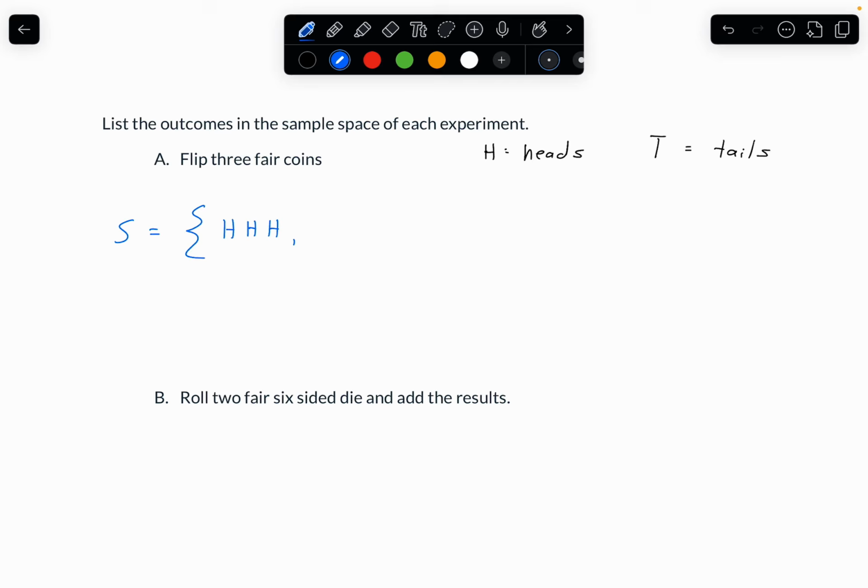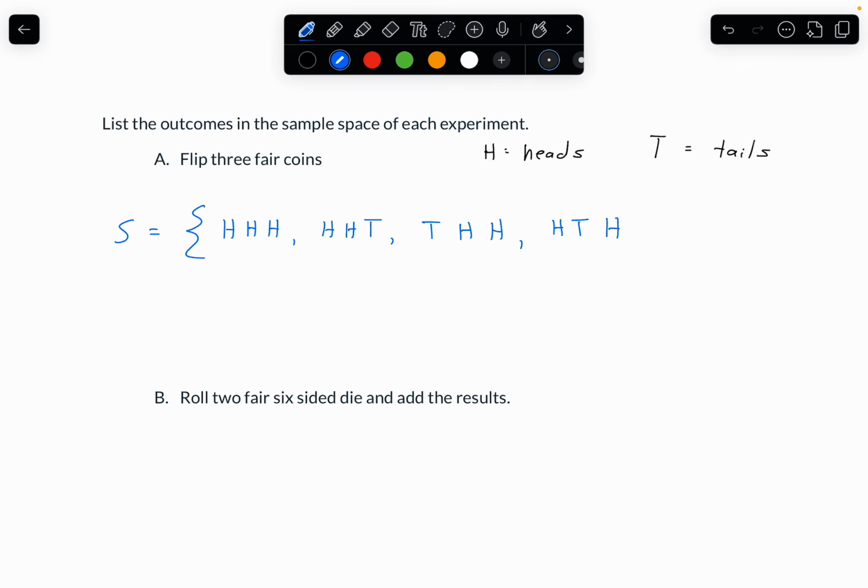So okay, let's think about other scenarios. Maybe we have 2 heads. So you could end up with a scenario like heads, heads, tails. Maybe you get heads on the first 2 and then tails on the last one. Or perhaps you end up with tails on the first one and then heads on the last 2 coin flips. Or perhaps you get heads on the first flip, tails on the middle flip, and then heads on the last flip. And that's really all of the different ways that I can end up with 2 heads.